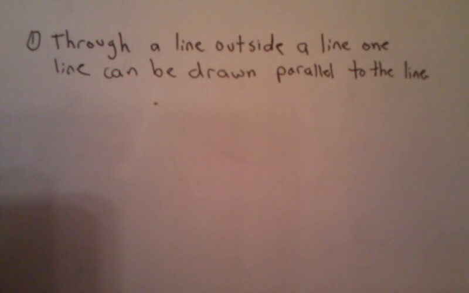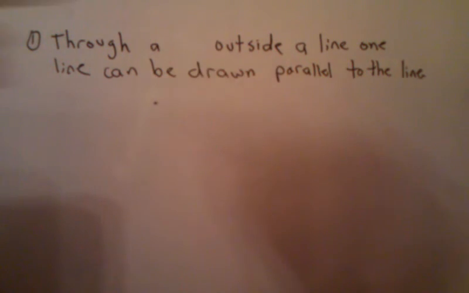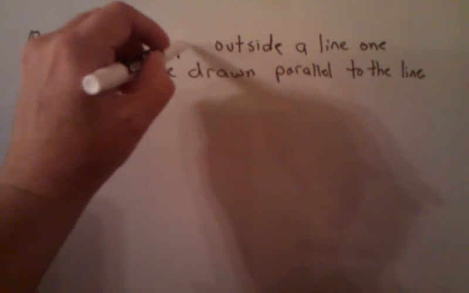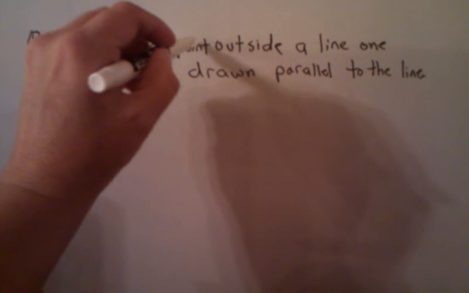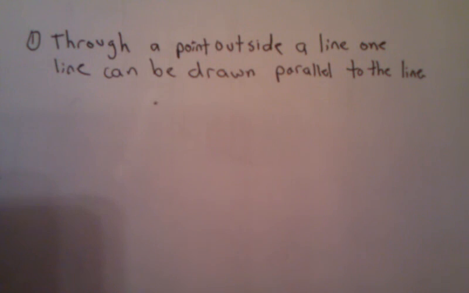Let's see how we did. Through a line, outside a line, one line can be drawn parallel to the line. Oh, this is supposed to be a point. That's why that doesn't make sense. Let's do this again. Through a point. Now go ahead and try it.